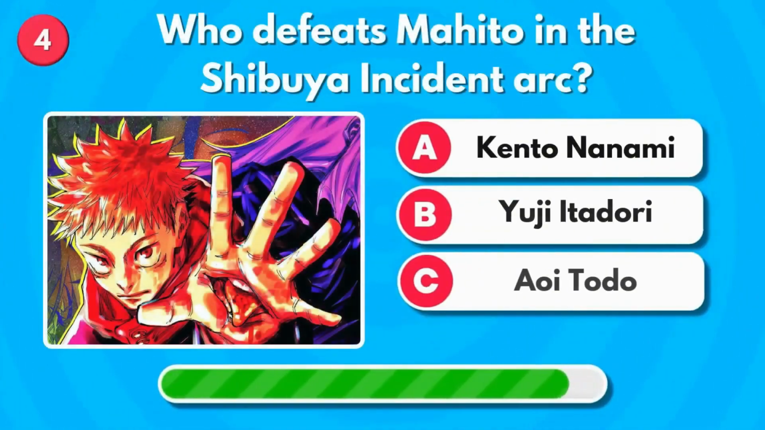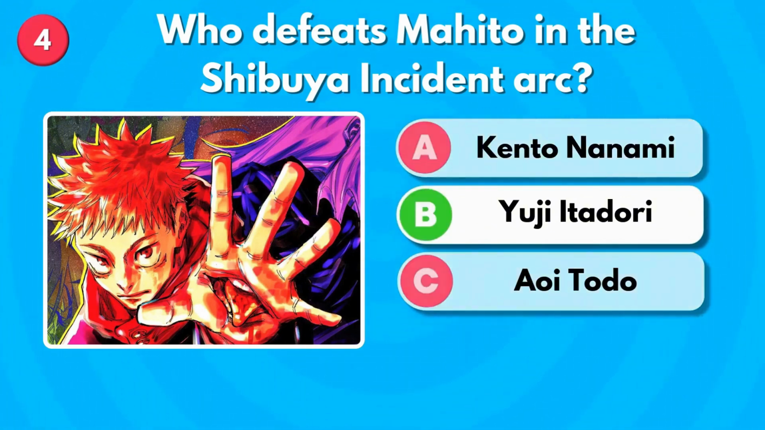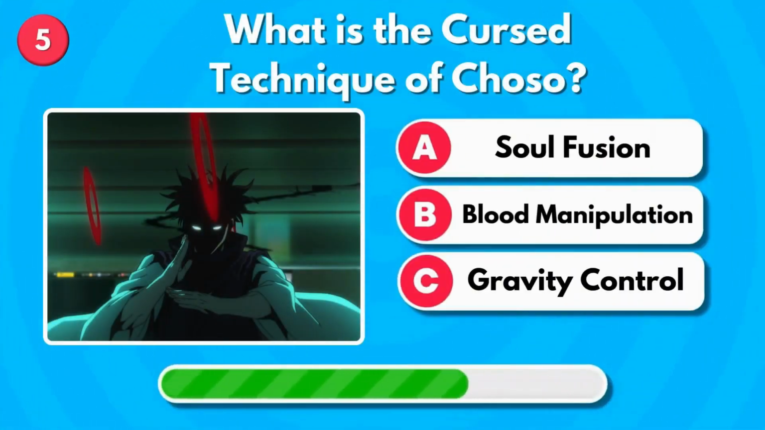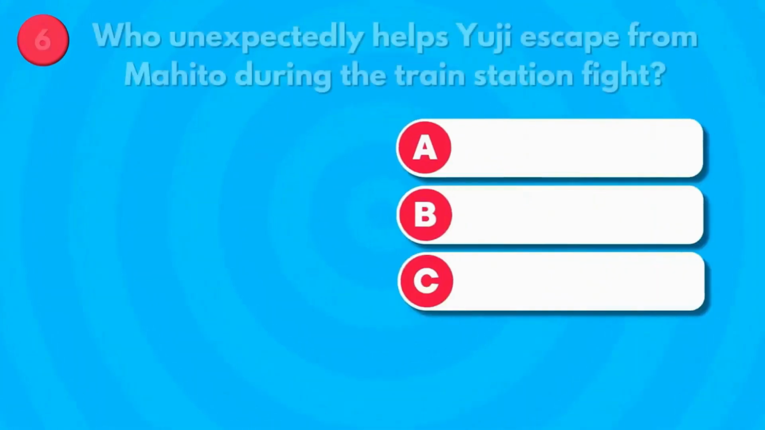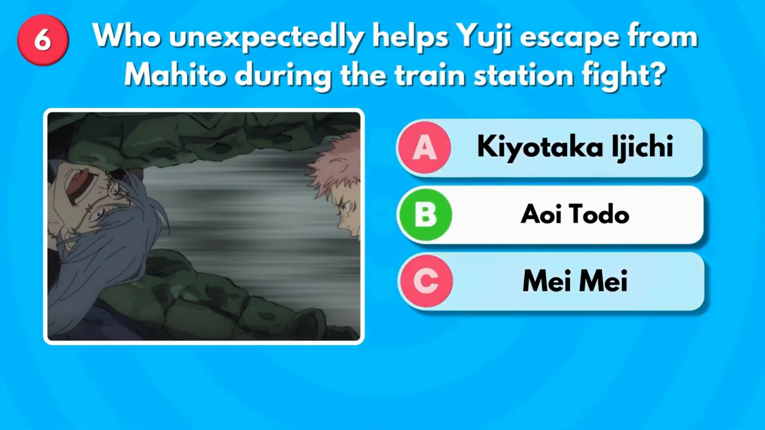Who defeats Mahito in the Shibuya incident arc? Yuji Itadori. What is the curse technique of Choso? Blood manipulation. Who unexpectedly helps Yuji escape from Mahito during the train station fight? Aoi Todo.